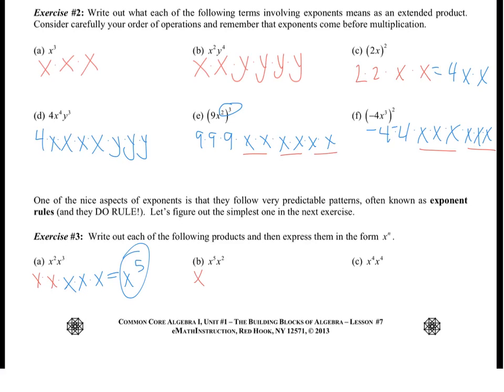Same thing with the next one, letter B. I have x to the 5th power, and then I have x to the 2nd power, which makes x to the 7th power.